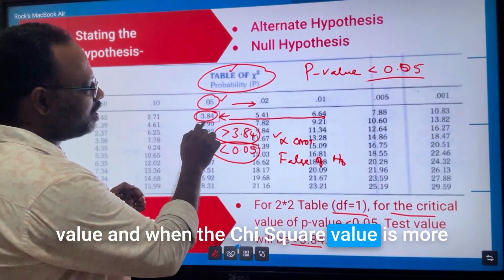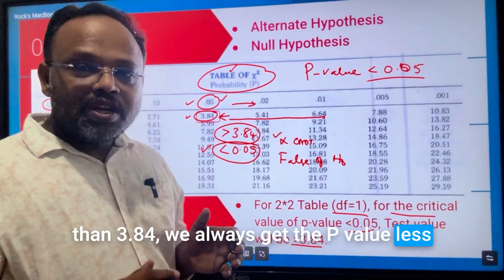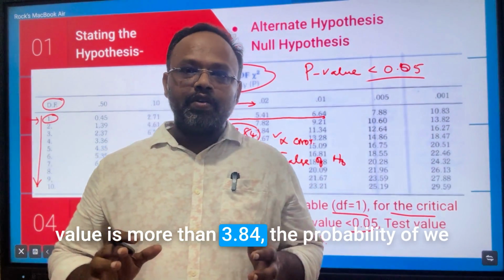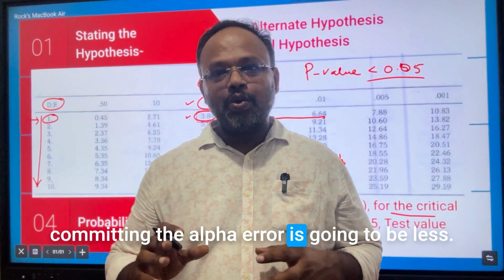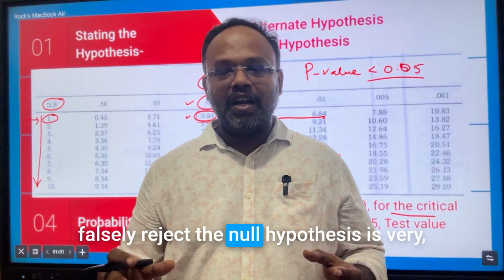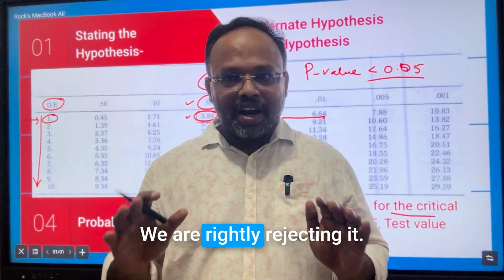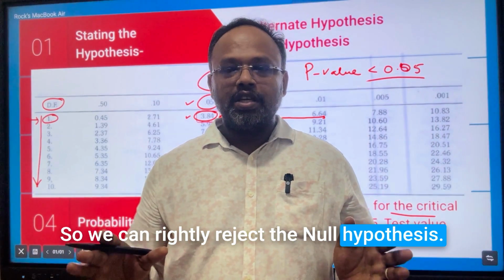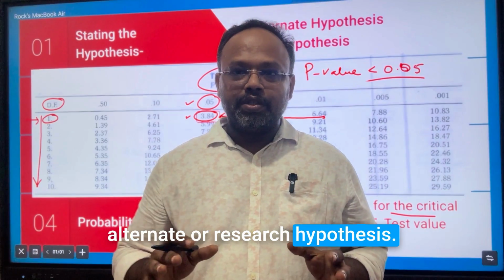And when the chi-square value is more than 3.84, we always get the p-value less than 0.05, which means when the chi-square value is more than 3.84, the probability of we committing the alpha error is going to be less. That is, the probability of we going to falsely reject the null hypothesis is very, very less. We are not falsely rejecting it, we are rightly rejecting it. So we can rightly reject the null hypothesis, and thereby we can accept the alternate or research hypothesis.